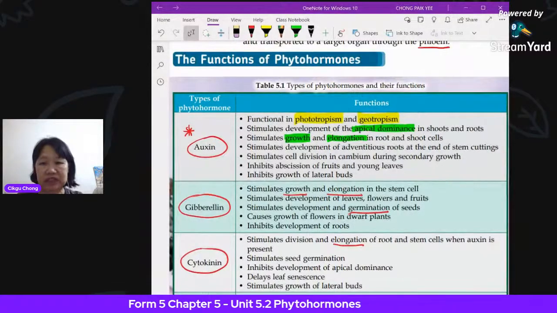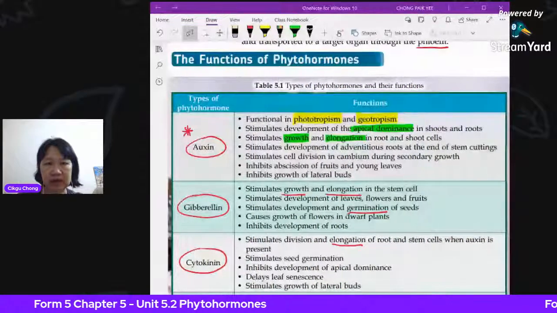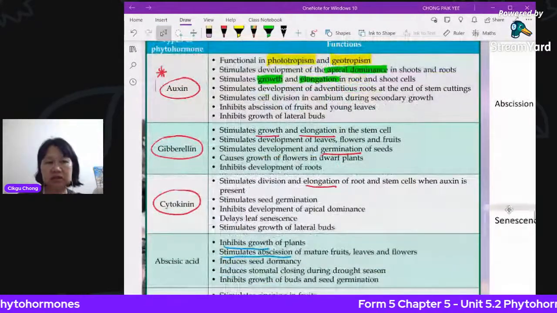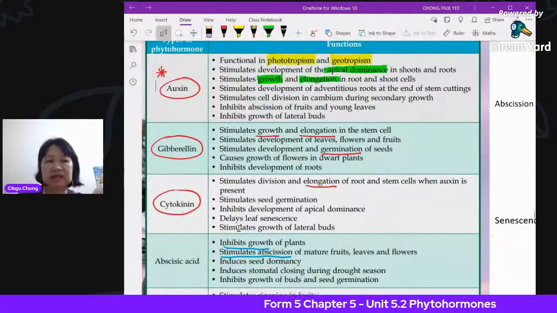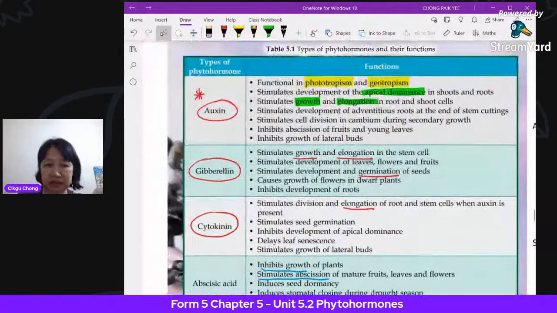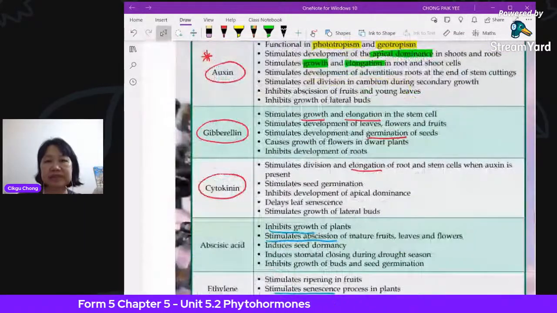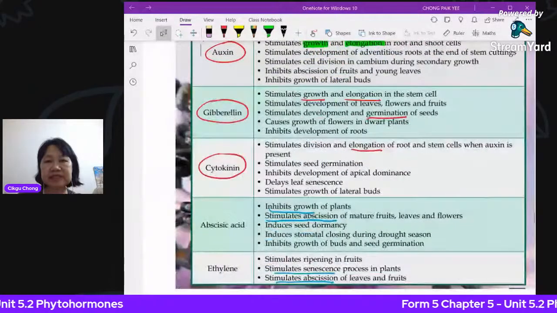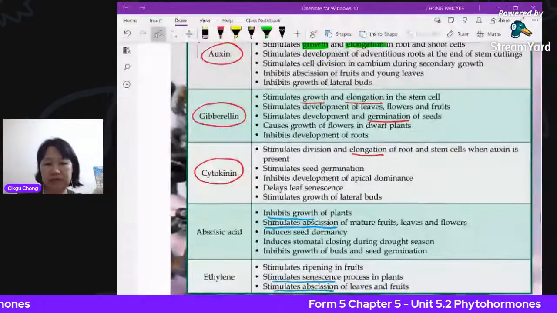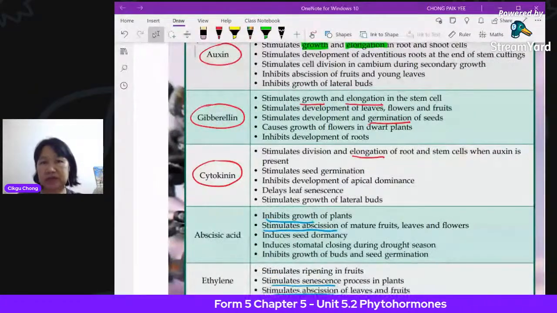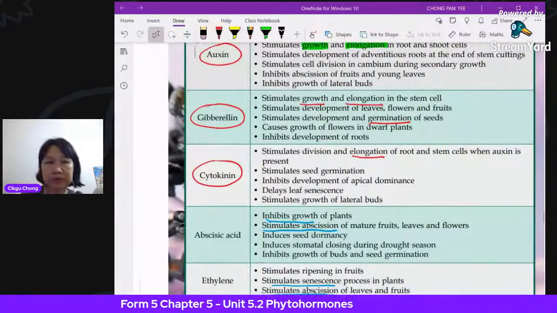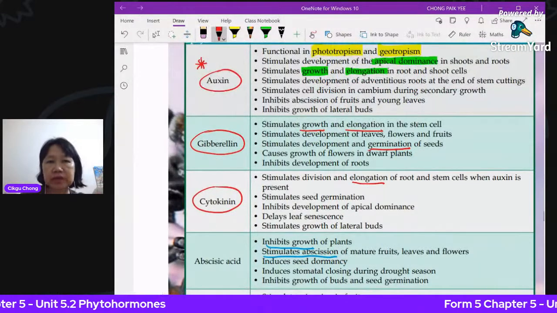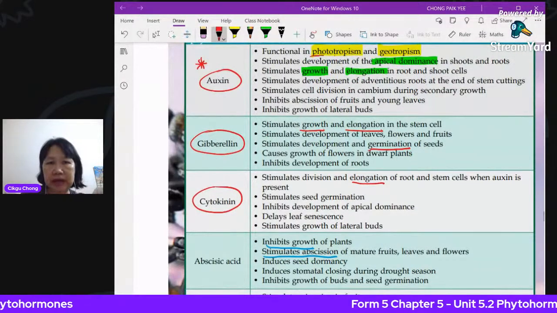Okay. Now, look at the names. Auxin, gibberellin, cytokinin, abscisic acid, ethylene. Okay, five different types. Not many, but of course some of them have quite similar effects. So later I'll go through one by one. Okay, so auxin, just remember, this is very important. This explains the phototropism and the geotropism.